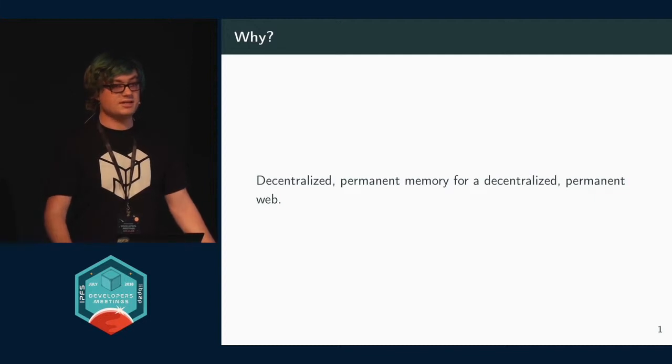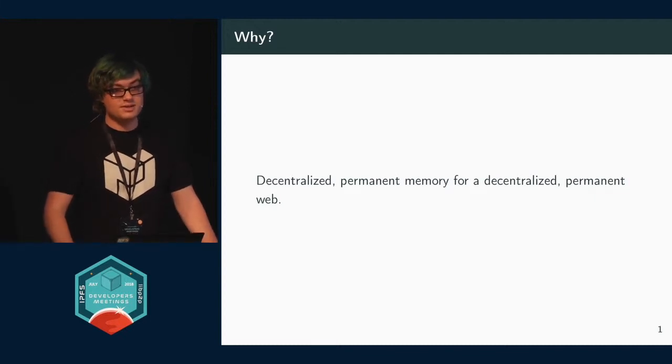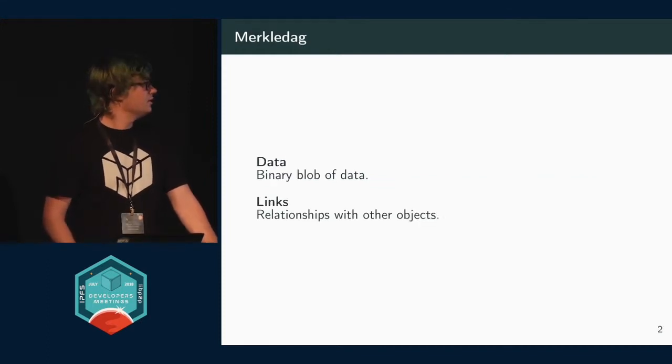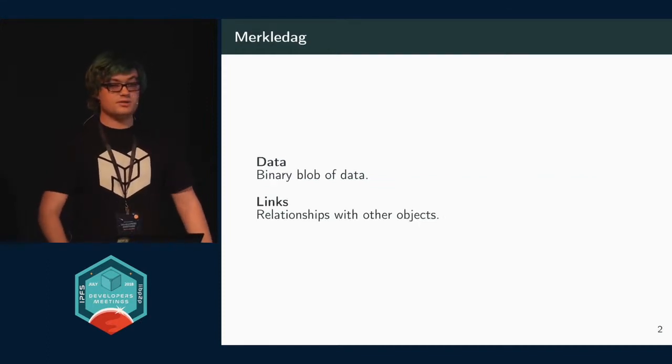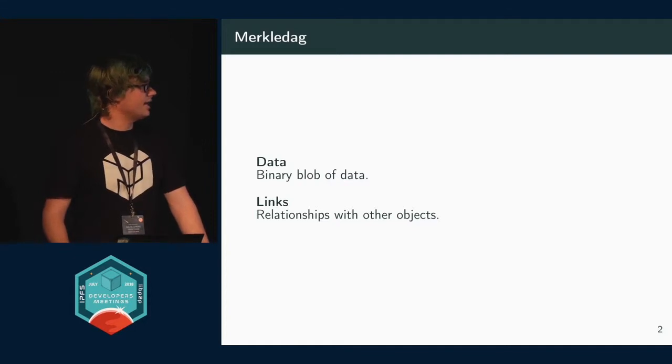Like IPFS, again, we need a permanent file system, but underneath every file system there is some form of data structure system. In your computer, it's inodes. In IPFS, we have IPLD. Originally, we had something called the Merkle DAG. The Merkle DAG had basically data and links.